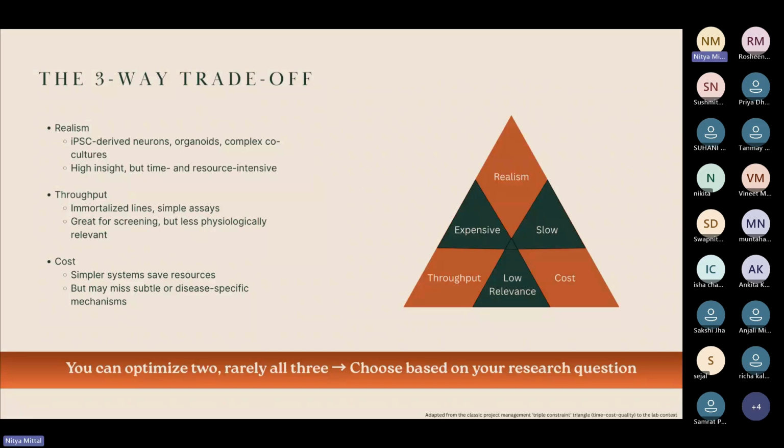So you have to think about this triangle and then you have to see what you are trying to do in the lab. Where does it sit? What combination of these three things? Again, you can optimize two, rarely all three. So you have to choose based on your research question.